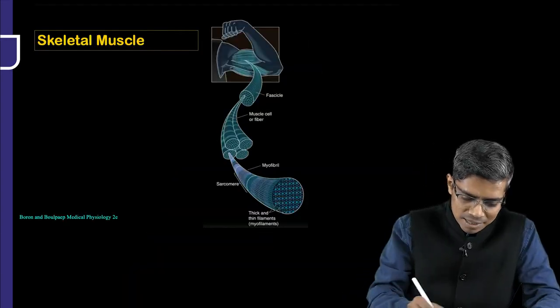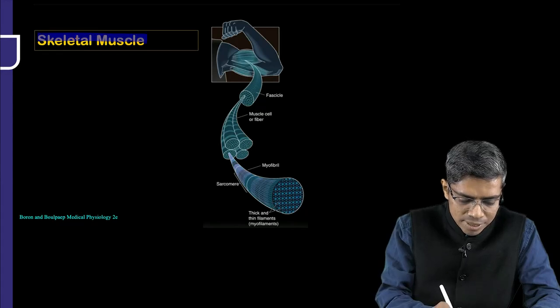Hello everybody. Today we are going to start muscle physiology. So there are three types of muscle: skeletal muscle, cardiac muscle and smooth muscle. First we are going to start with the skeletal muscle followed by smooth muscle. Cardiac muscle will be discussed in the cardiovascular system. So starting with skeletal muscle.